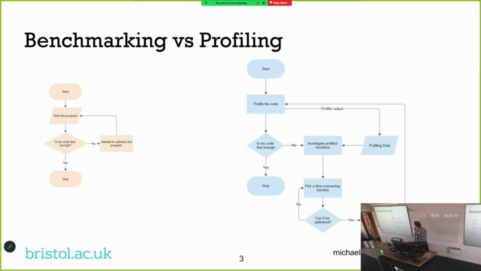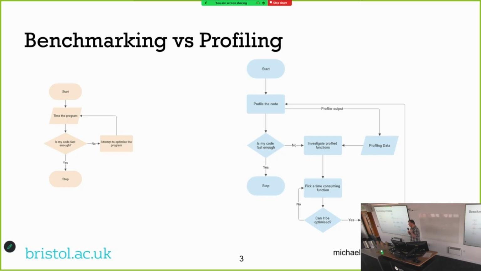And so we first got to ask the question, well, how do we even know how fast our code is? Now, the traditional process that most people will use is benchmarking. So on the left-hand side, it's this incredibly small flowchart. And it's basically, you time your program. Is it fast enough? If not, do something to make it faster, try again. Now, this is what almost everybody starts off with, except it's not very good.